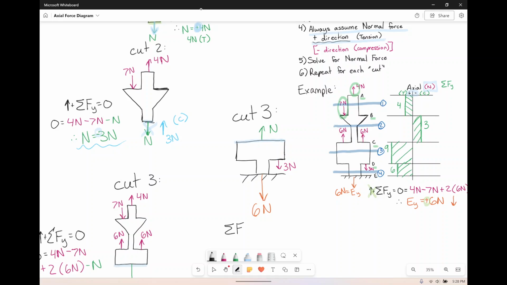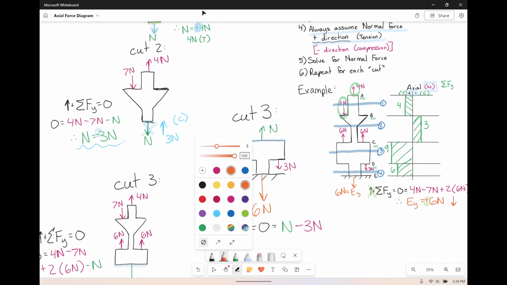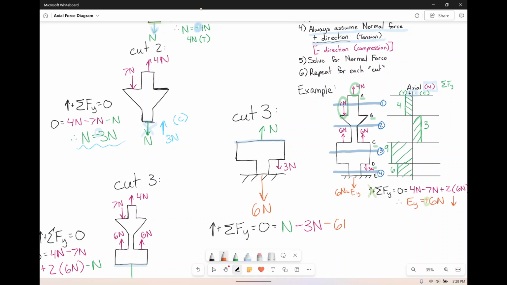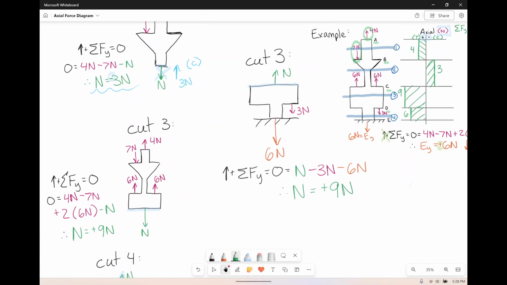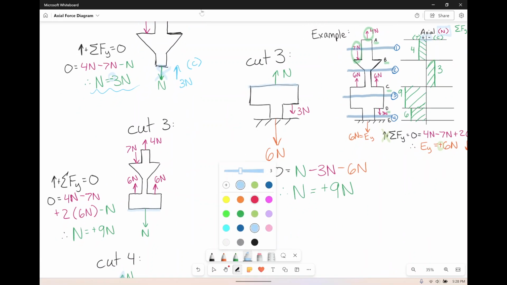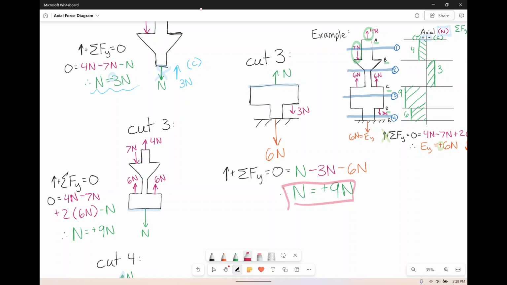You want to sum the forces in the y direction, set it equal to 0. We're still going to take up as positive for the equation. So that's going to start off with N going up. Then we have minus 3 newtons. Then we have the reaction force of minus 6 newtons. So what do we get? We got N is equal to positive 9 newtons. Oh my god, that's the same exact answer, is it not? Look at that. Positive 9 newtons right here, positive 9 newtons right there.